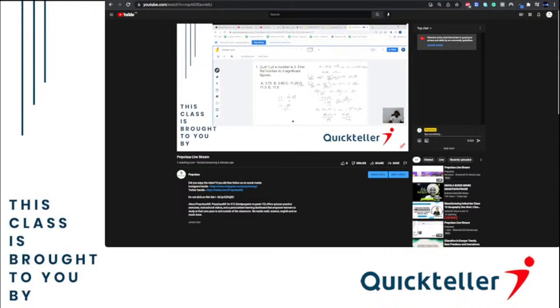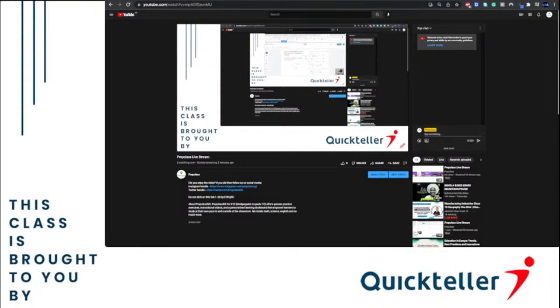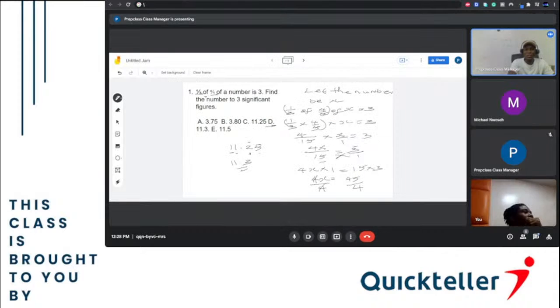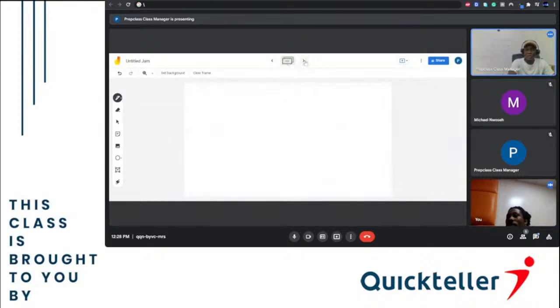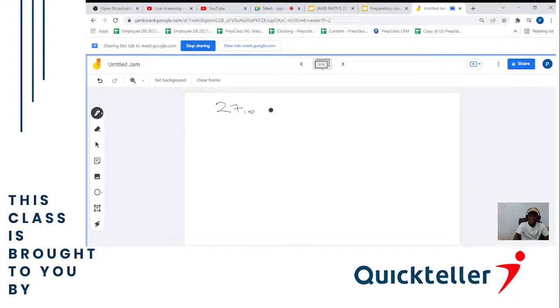We have to convert 27 in base 10 to another number in base 3. So this is a conversion from one base to another base. So let's open a new board here. 27 in base 10 is the number we have here. Now we need to convert this to base 3.